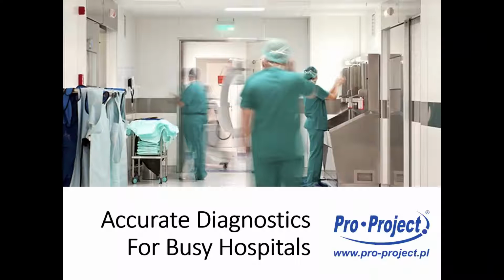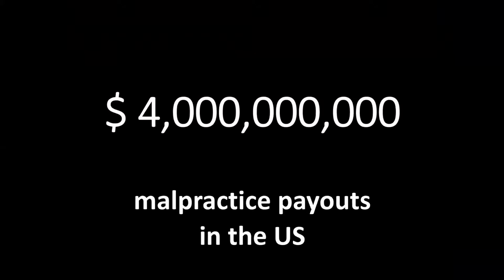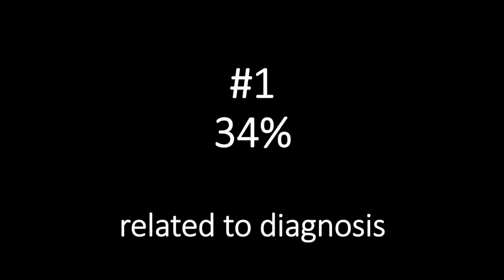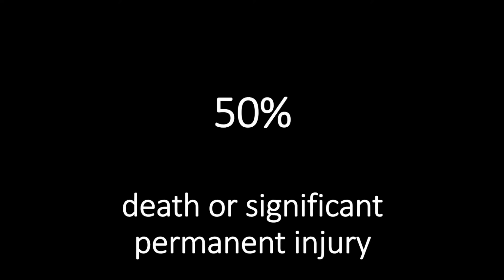But let me start with some sad numbers. According to data from insurance companies in 2017, the total amount of malpractice payouts reached an astonishing $4 billion. 34% of these cases were related to misdiagnosis, something went wrong in the diagnostic process. 50% of these cases involve death or major permanent injury. A medical claim was paid out every 40 minutes.